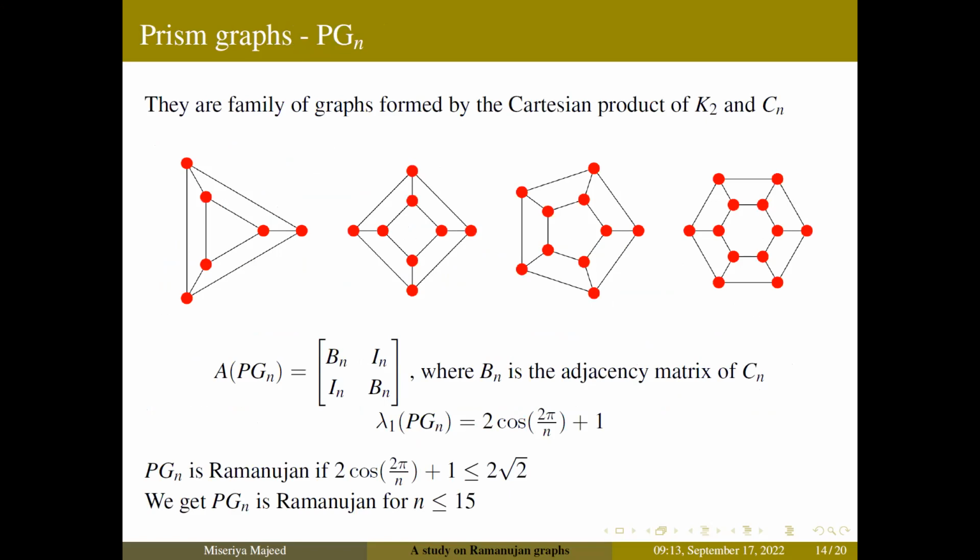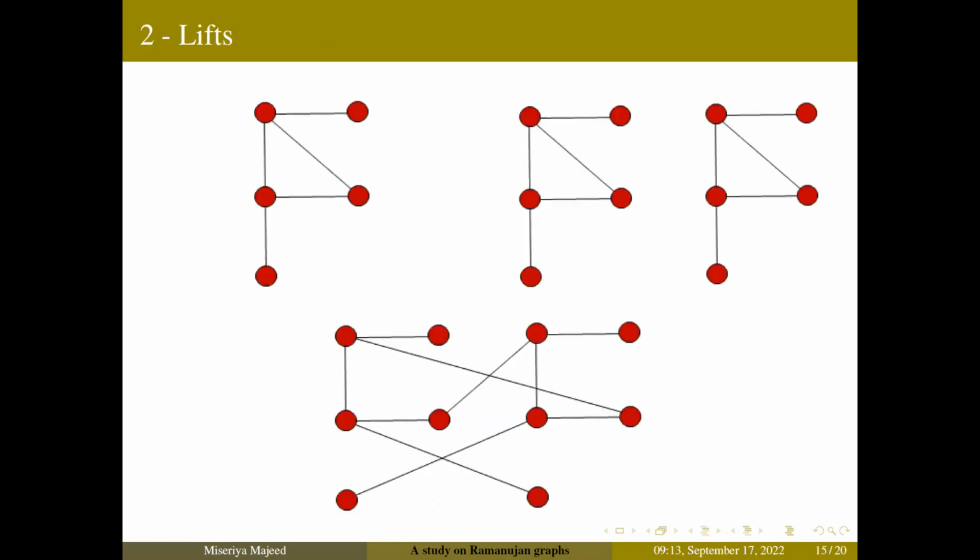Now, considering similar examples of graphs, we take prism graphs. That is, the first figure is the prism graph of 3, that is PG of 3, PG of 4, etc. Then we can find that it is Ramanujan when n is less than or equal to 50.